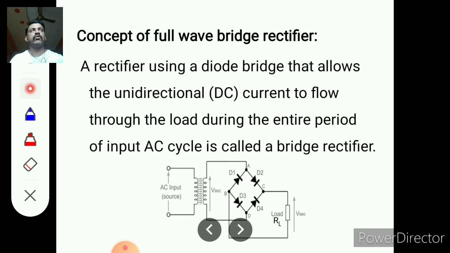This is the diagram of the bridge rectifier. Here the transformer is there. From this transformer, the input power supply is given. Here is the transformer secondary. Here is our bridge formed by diodes D1, D2, D3 and D4, and here is the load resistance RL.